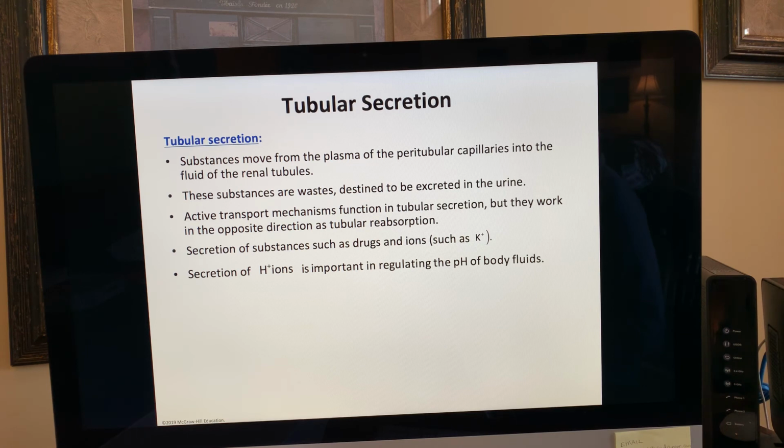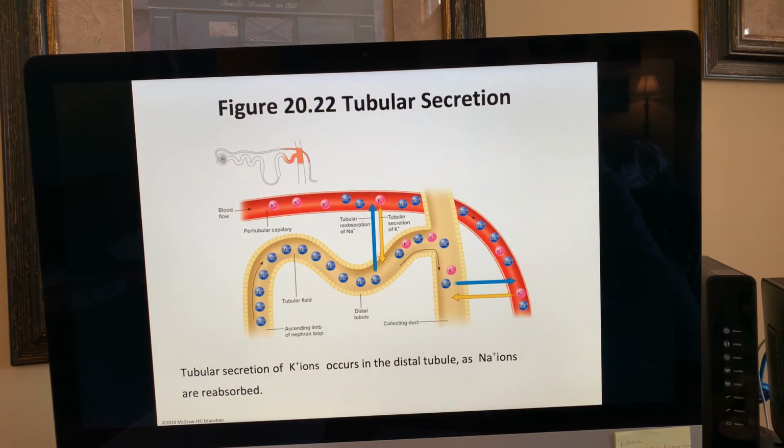Hydrogen ions are secreted, which is one of the ways in which your body balances out the pH or the hydrogen ion concentration of the blood, by excreting in the urine excess hydrogen ions through secretion to maintain a blood pH that's stable. This is a diagram showing, here's the distal convoluted tubule here, and here's the collecting duct here.